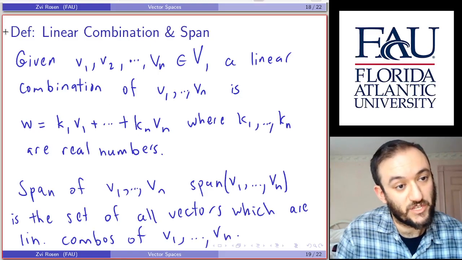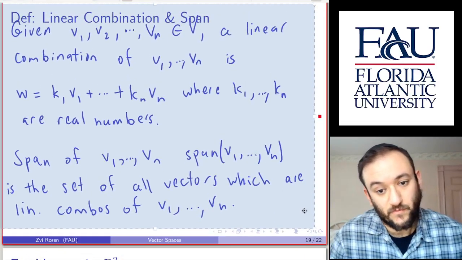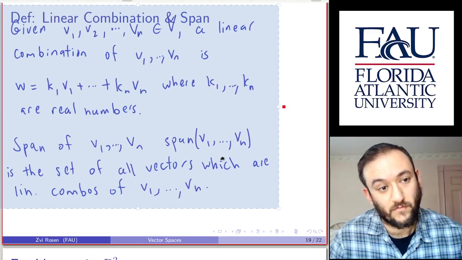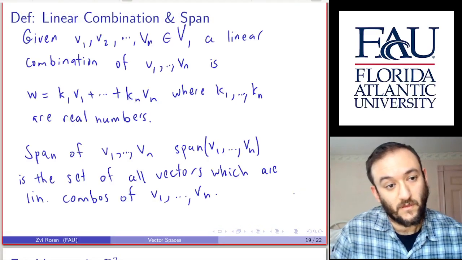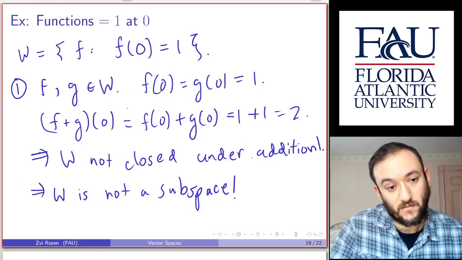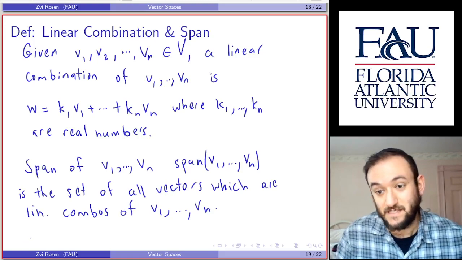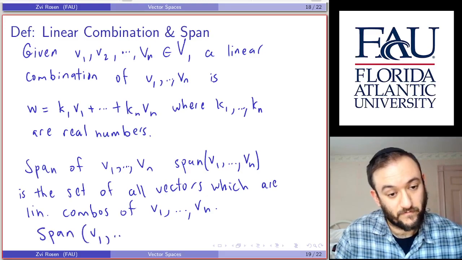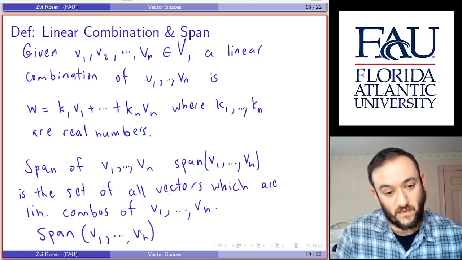So linear combination and span are two important concepts. And the span of any set of vectors is a subspace of the vector space V.